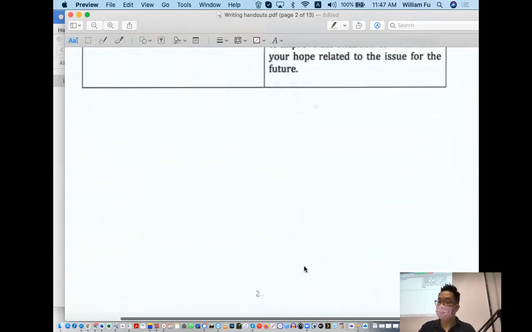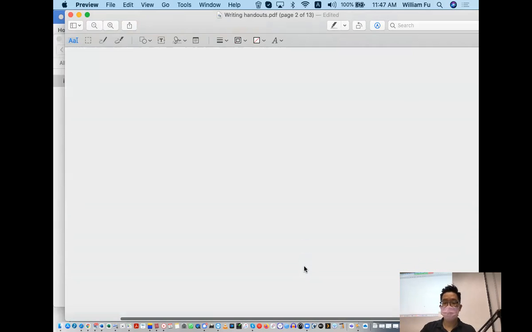All right. Next page. I think my file got a bit of a problem.